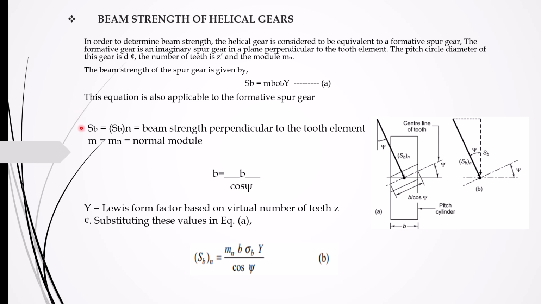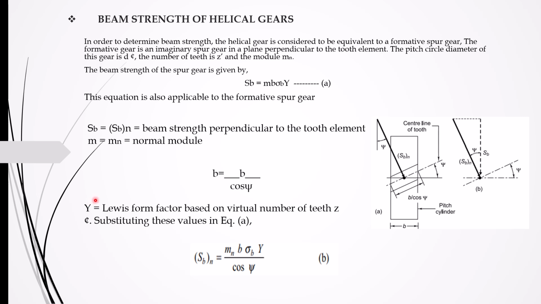This equation is also applicable to the formative spur gear, which means we are getting this equation from the formative spur gear. Then what is SB? SB is the beam strength perpendicular to the tooth alignment. M is the normal module. And what is face width? Face width becomes b by cos psi, where psi means helix angle. And y is Lewis's form factor based on the virtual number of teeth z dash.